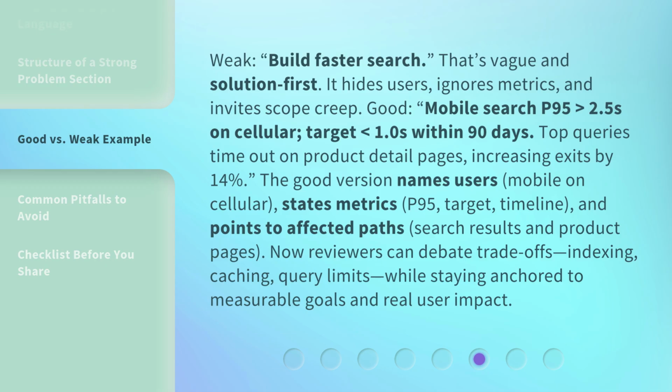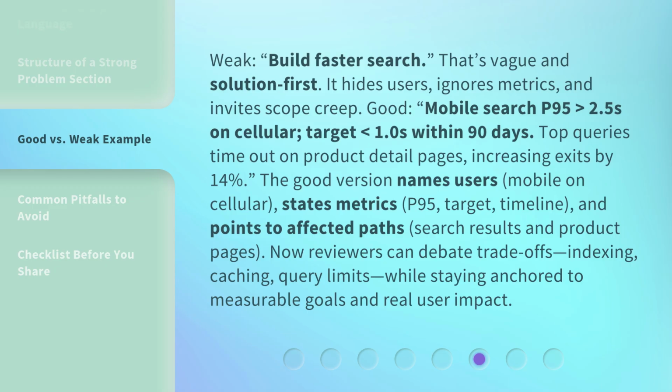Weak: "build faster search." That's vague and solution first. It hides users, ignores metrics, and invites scope creep. Good: mobile search P95 greater than 2.5s on cellular. Target less than 1.0s within 90 days. Top queries timeout on product detail pages, increasing exits by 14%.